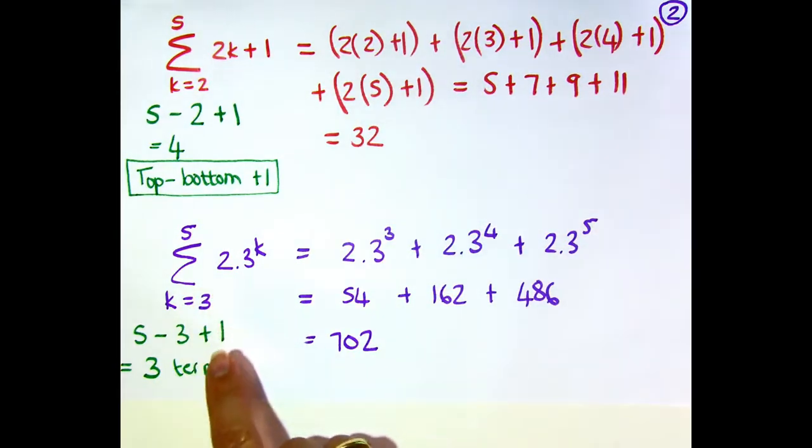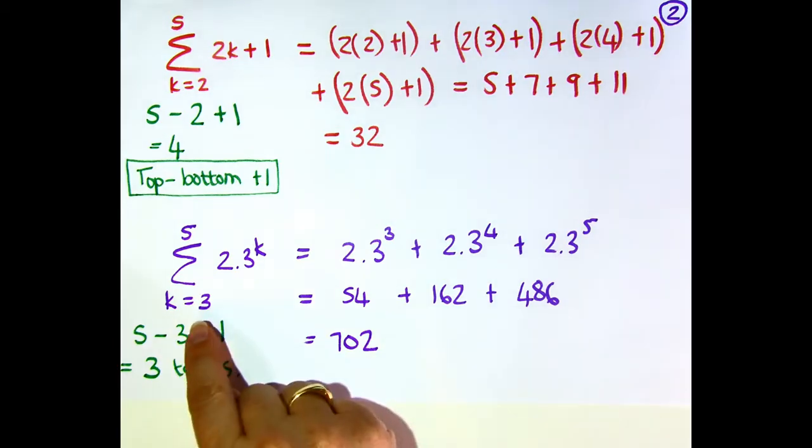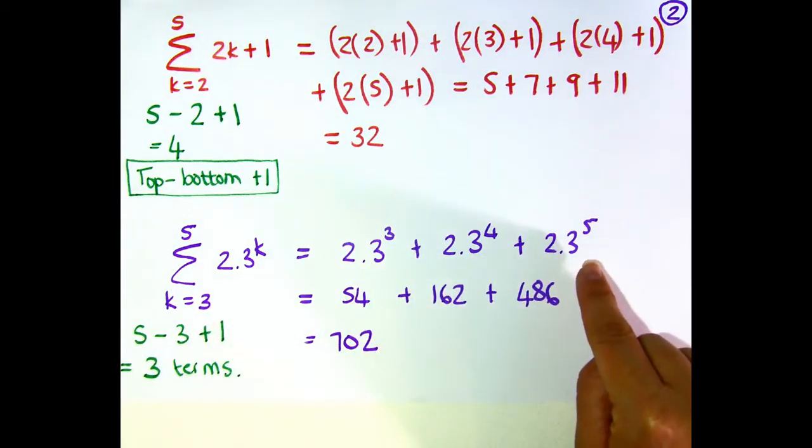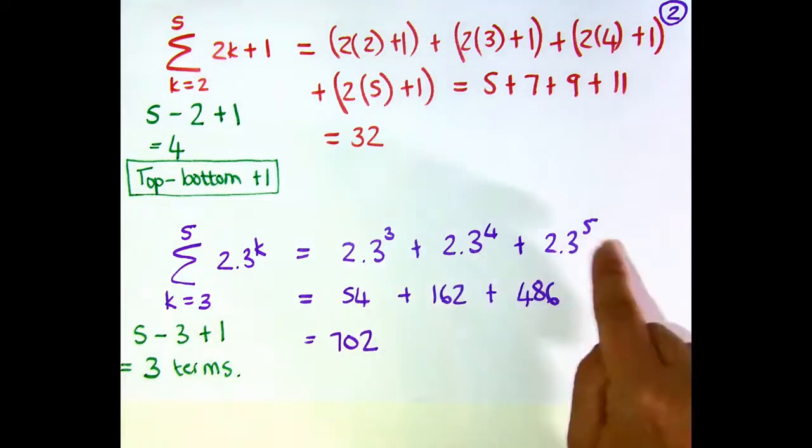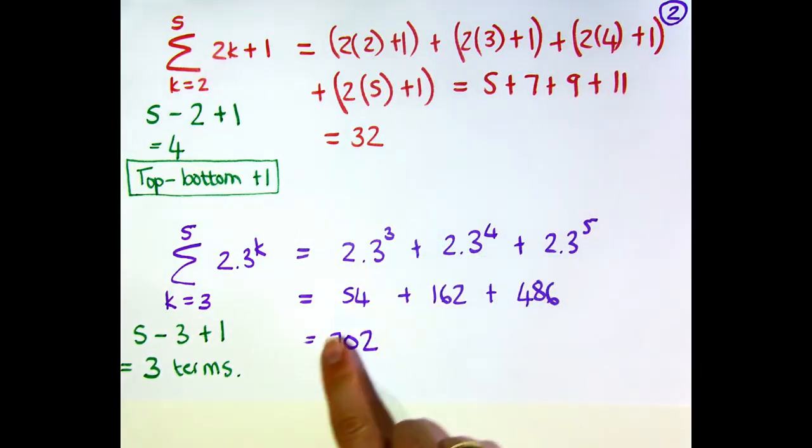It works the same with geometric series, and I'm substituting in from where k is 3 all the way through to where k is 5. 5 minus 3 plus 1 gives me 3 terms, and there are the 3 terms, which eventually, when I've figured them out, I can add up and get what the series actually is worth.